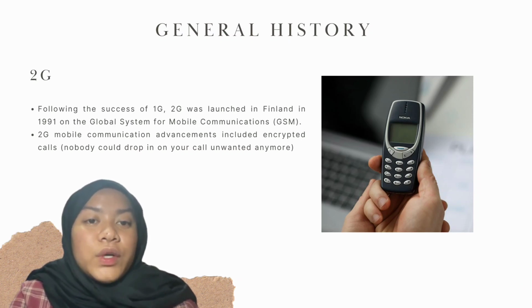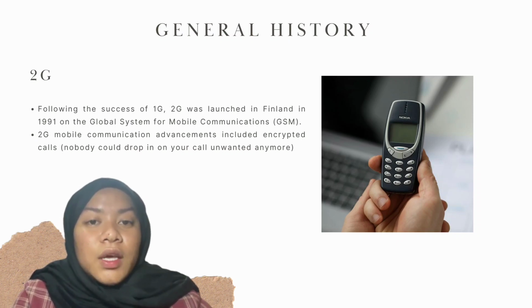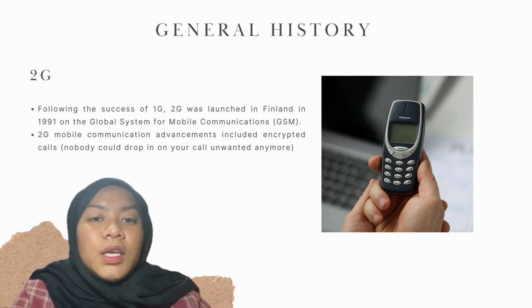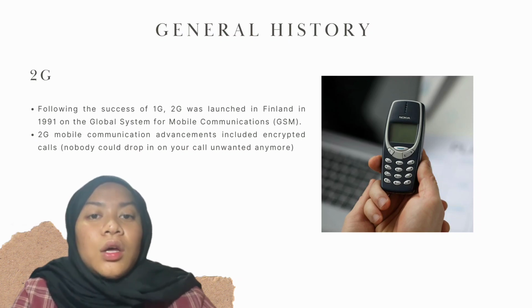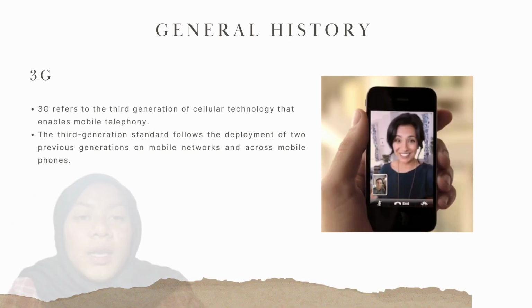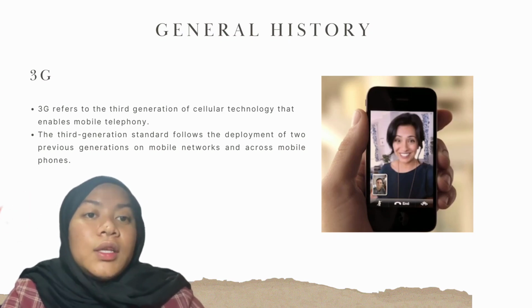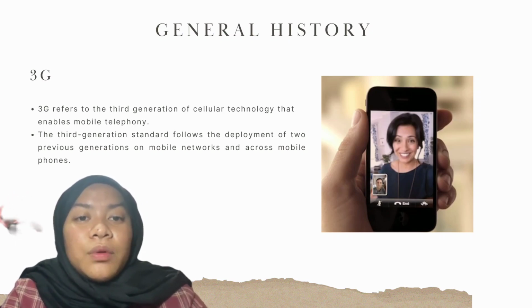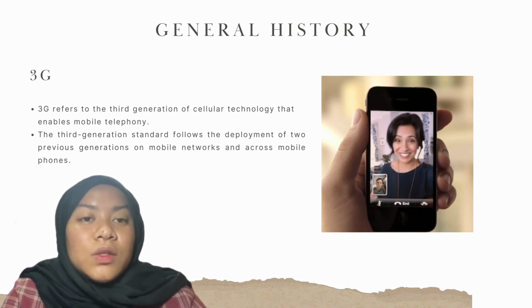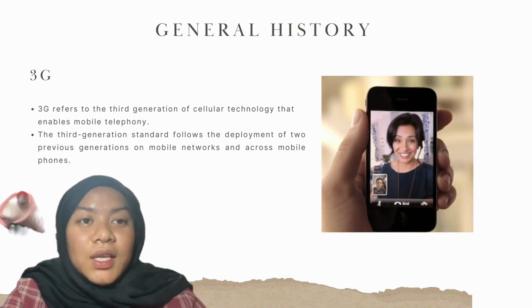Following the success of 1G, 2G was launched in Finland in 1991 on GSM, which means Global System for Mobile Communication, and at that time 2G included encrypted calls, which meant nobody could drop in on your call anymore. Next, 3G was the third generation of cellular technology that enabled mobile telephony. The third generation standard follows deployment of the two previous generations, which are 1G and 2G, on mobile networks and across mobile phones. I would like to pass to the next presenter to continue the presentation.